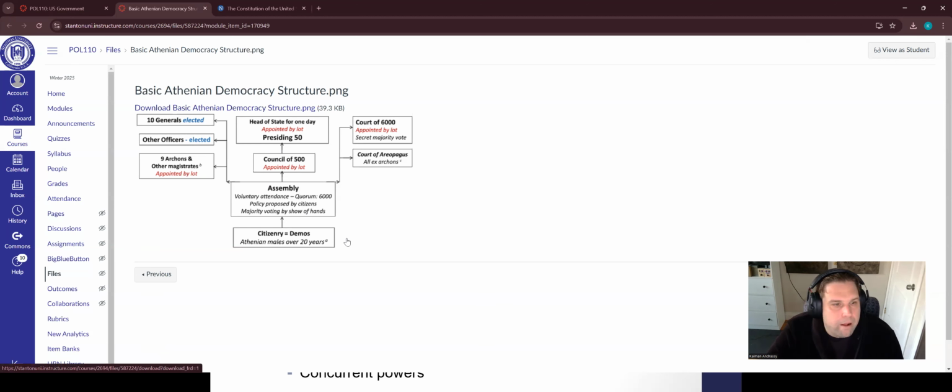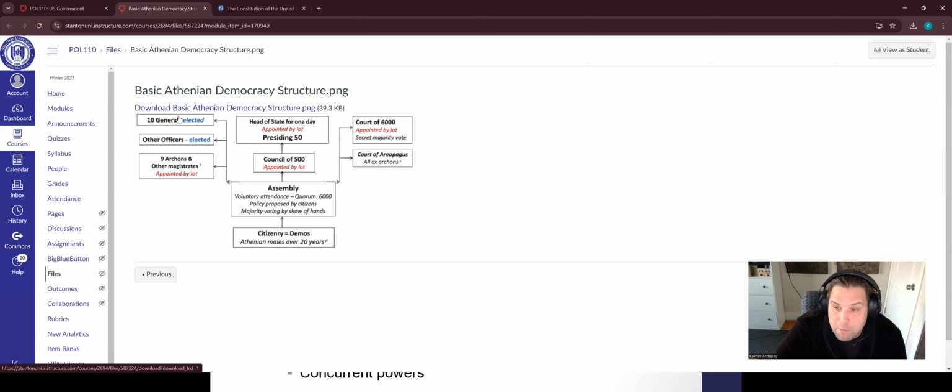Okay. From that assembly, there was the Court of 6,000, which was appointed by lot with a secret majority vote. You had the Court of Areopagus, which consisted of all of the ex-archons, which are on this side. We'll talk about that here. The 9 archons and other magistrates were appointed by lot.